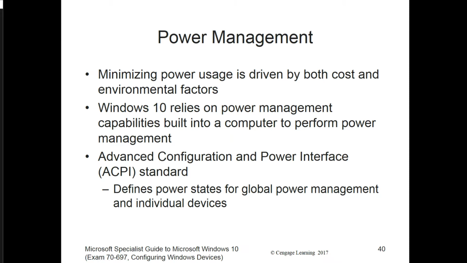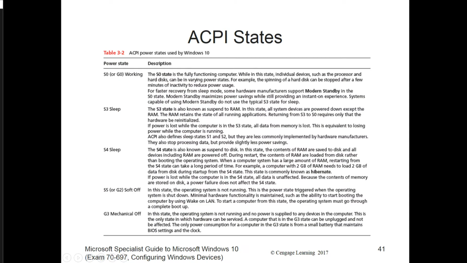Minimizing power usage is driven both by cost and environmental factors. Windows 10 relies on power management capabilities built into a computer to perform power management. The Advanced Configuration and Power Interface, ACPI standard, defines power states for global power management and individual devices. So here we go. This is a table that explains ACPI states: S0, S3, S4, S5, and G3.